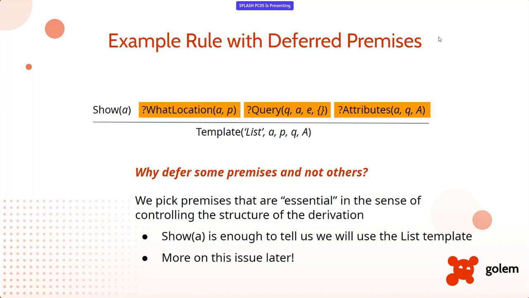Now, you might ask, why are some premises deferred and not others? So I'll give a quick answer now and come back to this later. But basically, we want to pick premises that are essential in the sense of controlling the structure of the derivation. That we want to show something is enough to tell us that we're going to use the list template in this simple example. And so we'll make that one required, but the others are all additional information that's needed to refine the basic thing that we're trying to show. So we'll come back to this question later, but that's the intuition you should be thinking of.